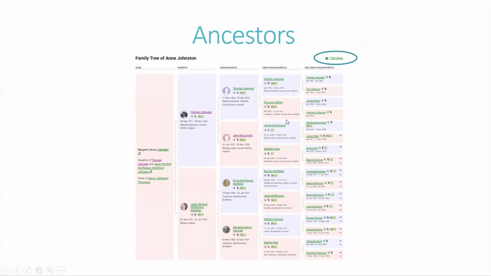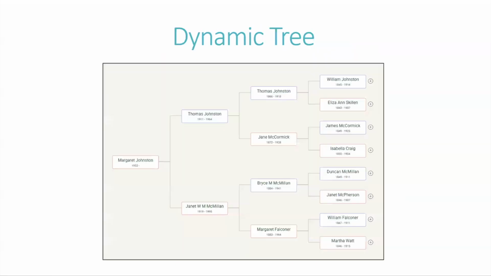And by clicking on any of these, that will take you to the profile page of that particular person. But if you look at the top in the tree apps, again reflecting the fact that Wikitree is run by volunteers, there are loads of apps that people have developed on how to present your family tree. And so by clicking on the tree apps, that gets you a link to the various ways that you can extract your family tree. And my favorite way is what's called a dynamic tree.